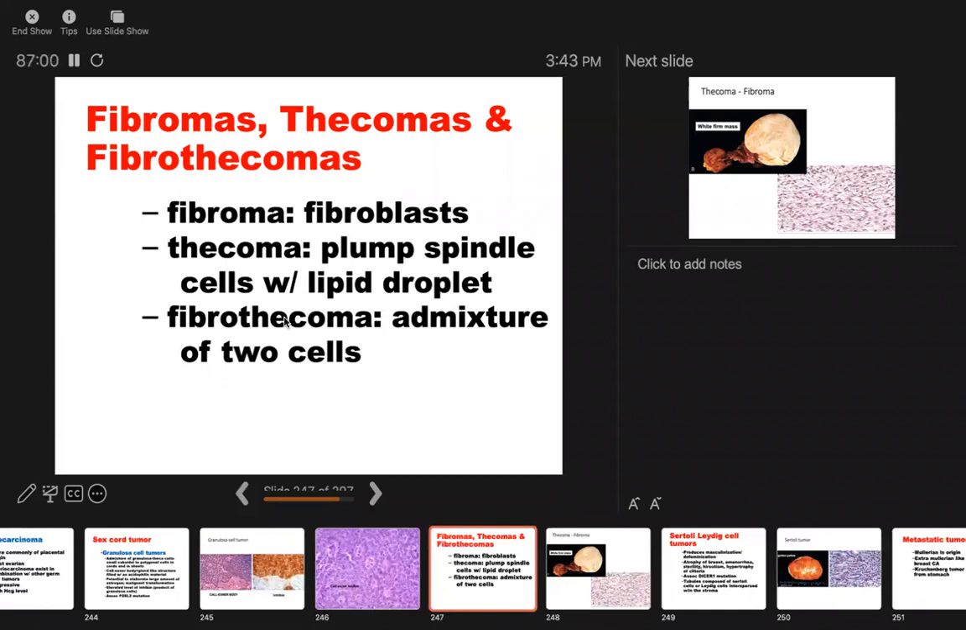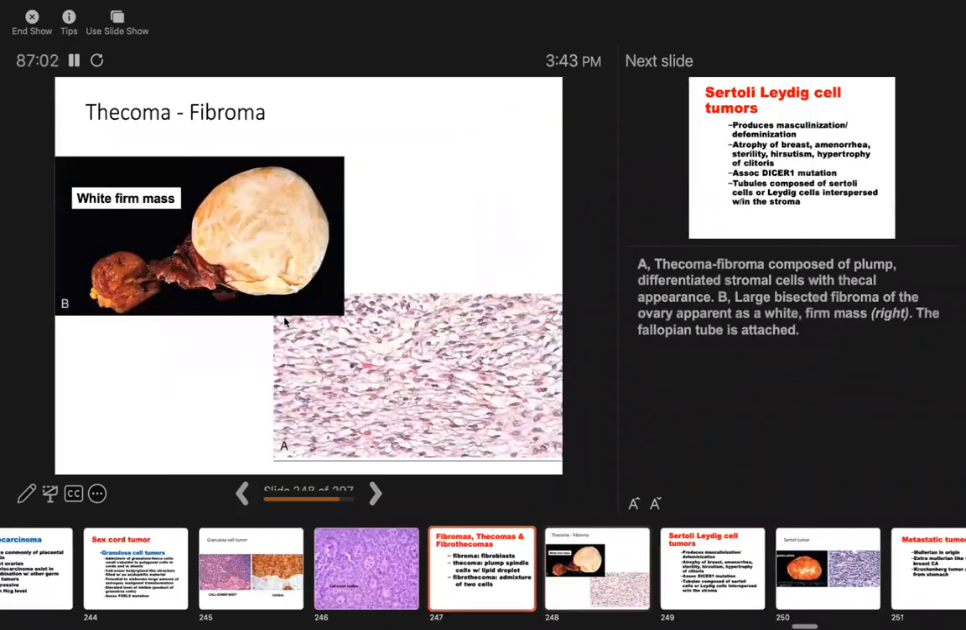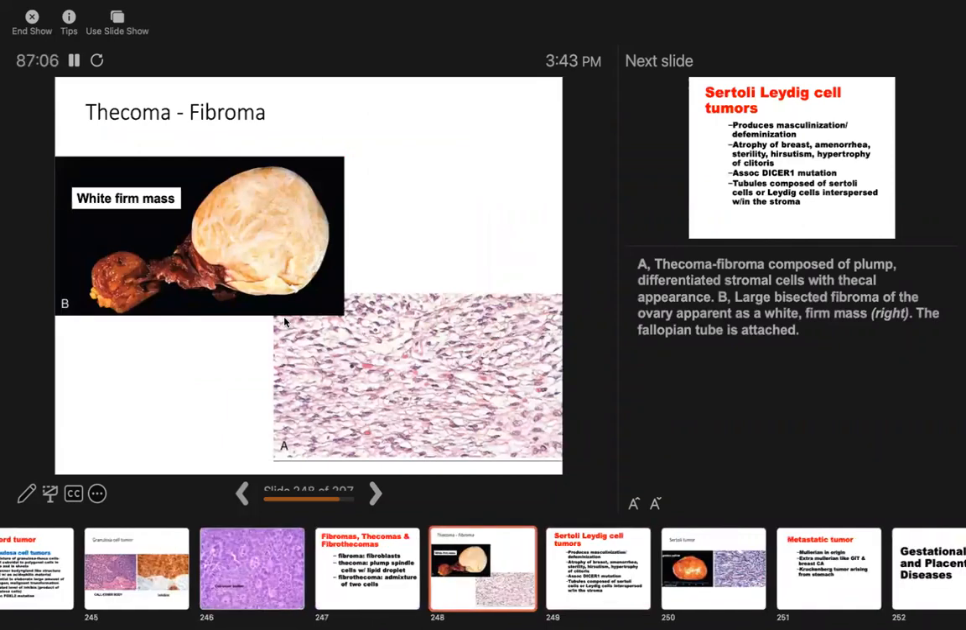Still on the Sertoli stromal group would be your fibroma, thecoma, and fibrothecoma. White or yellowish white is often thecoma fibroma. They're very easy to recognize. They are composed of fibroma from the root word fibroblast. Thecoma, on the other hand, are lipid droplets. So fibrothecoma, you may see lipid-laden cells or fibroblasts.